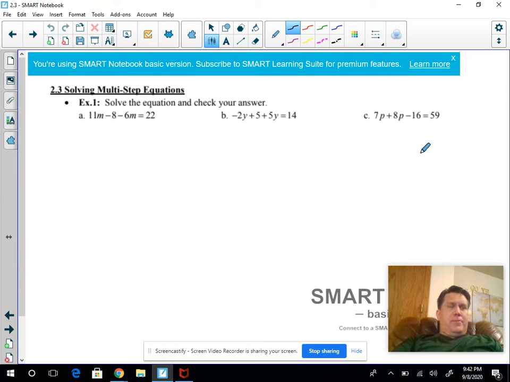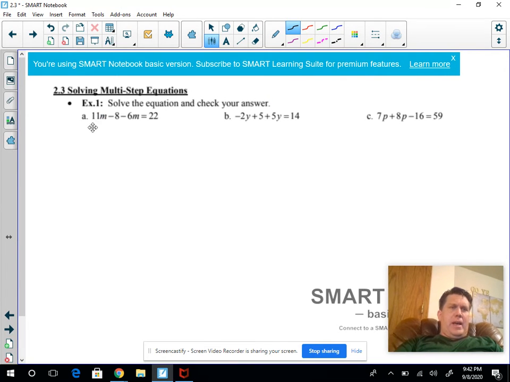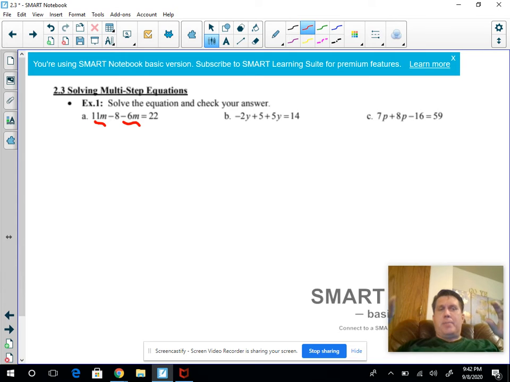Here we have 11m minus 8 minus 6m equals 22. We have what we call like terms. These terms are the same. The 11 has an m next to it, and the 6 has an m next to it. Those are like terms, and they're on the same side of the equal sign.